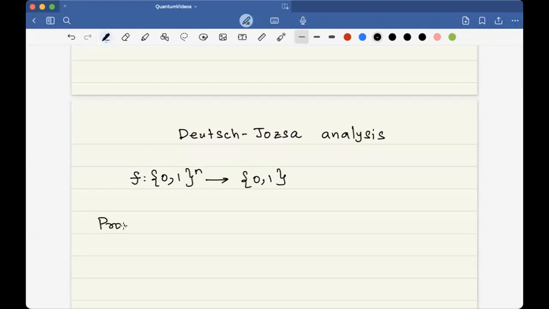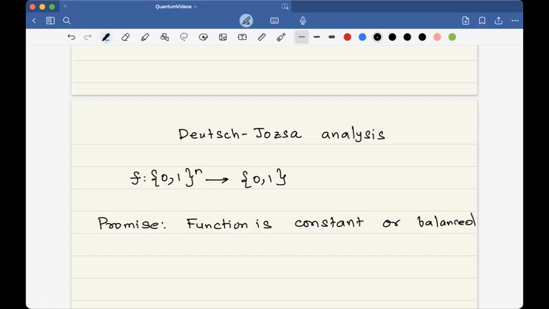The promise is that the function is either constant or balanced. Constant means that all the 2^n inputs either all go to 0 or all go to 1. And balanced means that half the inputs go to 0 and the remaining half go to 1.